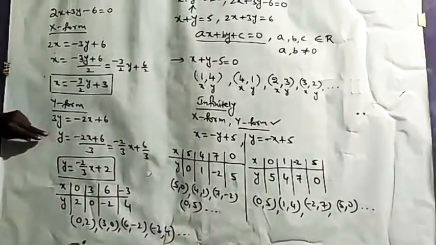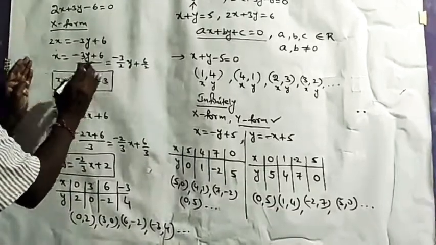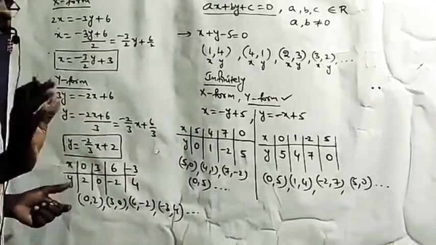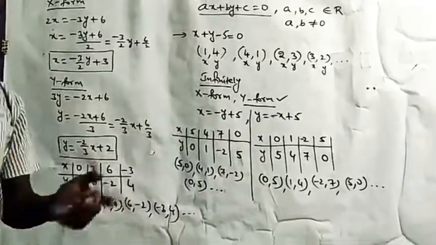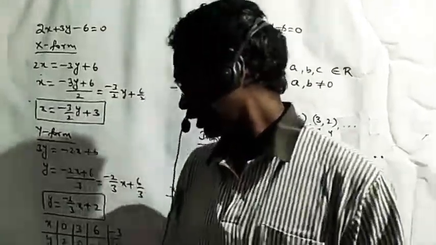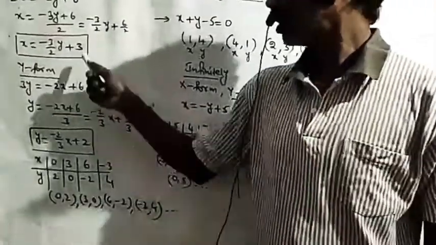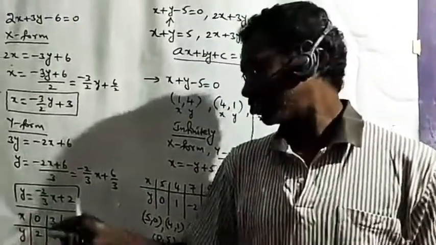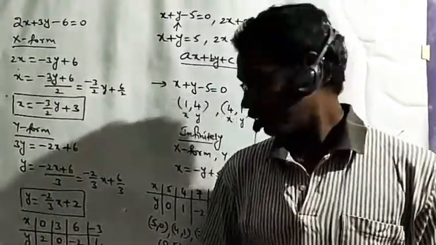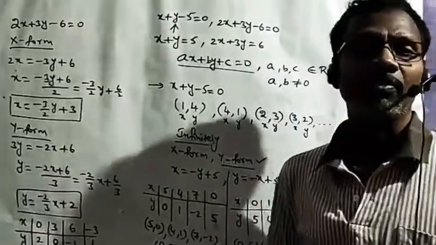So like this you can find out an infinite number of solutions. So representing either in x form or in y form, always prefer y form, okay, to get the solutions. So here I explained how to get the solutions after representing x form and y form. So representing in y form is always preferable. So you can find out infinitely many solutions.